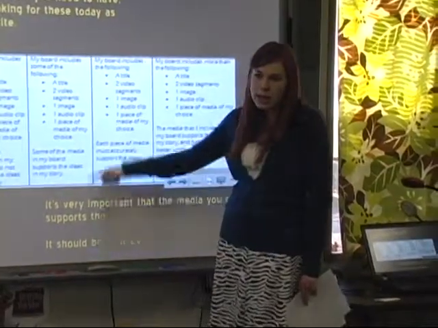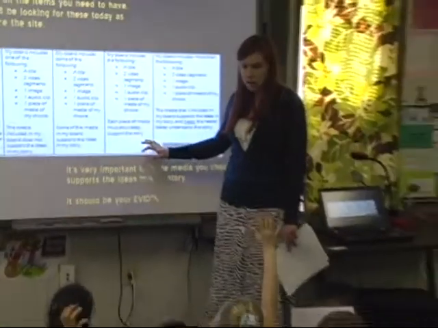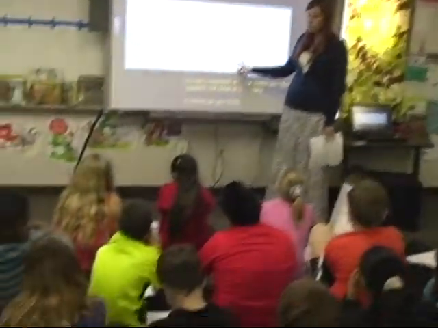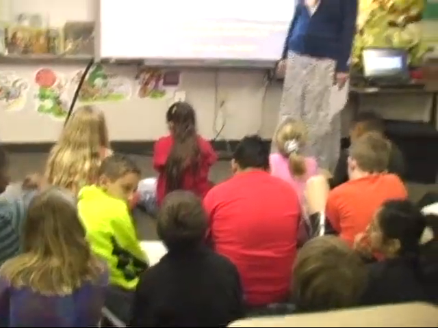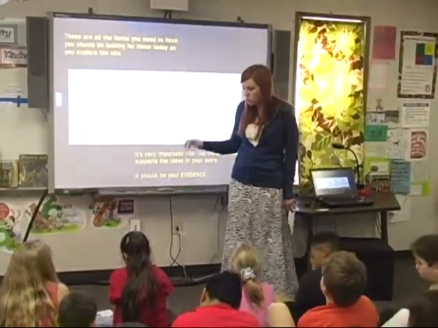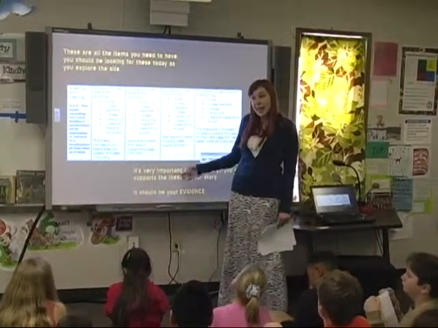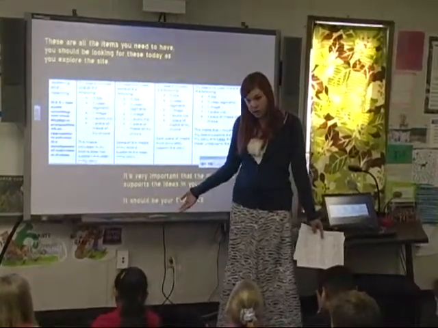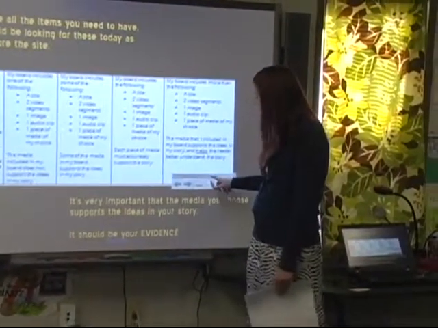And then what does this part say down here? Because that's really important for my board. What does this part say? Christopher, can you read me this bottom part of the rubric? Each piece of media must accurately support the story. Each piece of media must accurately support the story. So if I'm talking about the civil rights movement, my media needs to be about what? The civil rights movement. Fantastic.